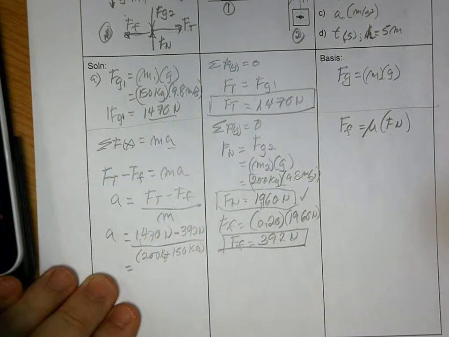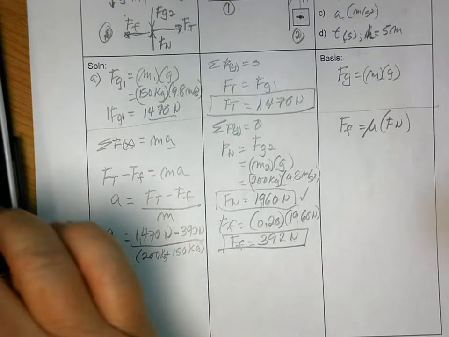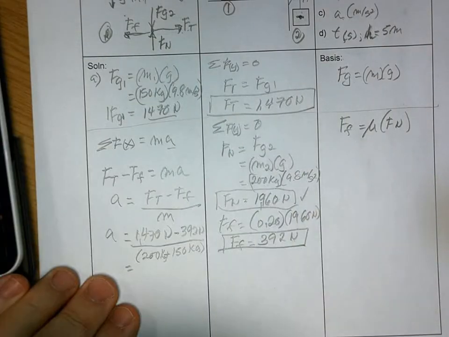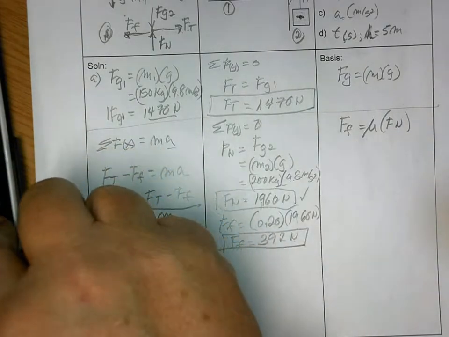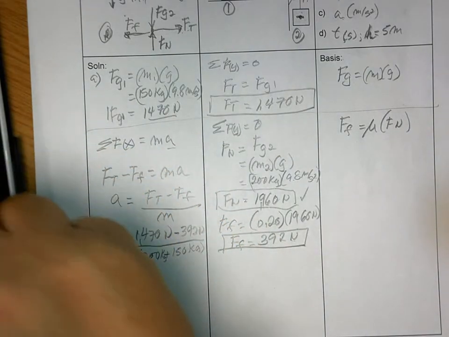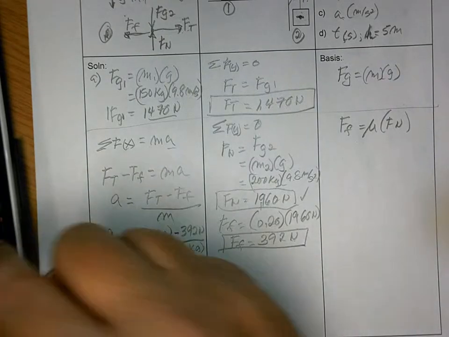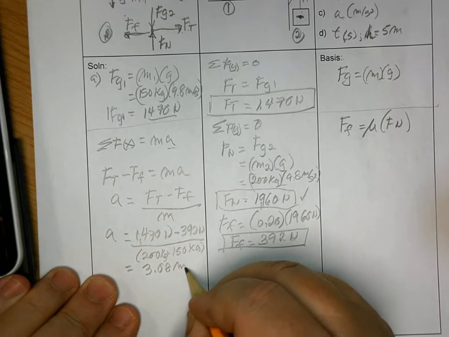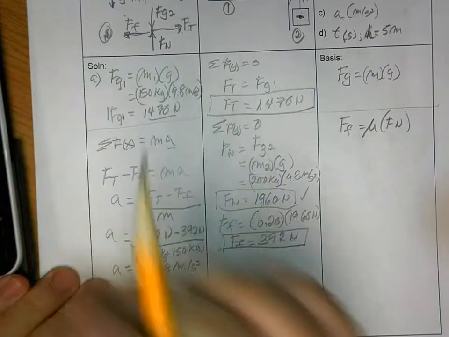70 plus 392 equals, divided by 350. Oh, that's not it. Okay, one more time. 1470 minus 392 equals, divided by 350. Okay? 3.08 meters per second squared. Okay, that's the A, and you have to do this twice because that was really complicated.